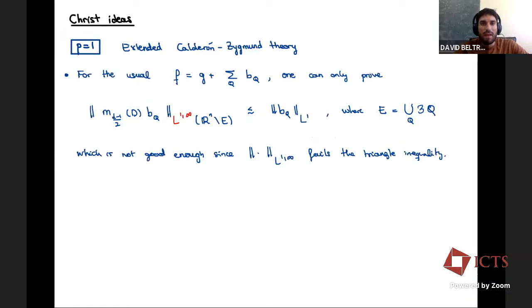So the ideas of Christ, well, he brought in an extension of the Calderón-Zygmund theory. So he brought fundamental new ideas by studying Bochner-Riesz at the critical index for P equal 1. And the issue with Bochner-Riesz is that it's a rougher kernel, and it doesn't satisfy the usual L1 to L1 estimate away from the exceptional set on the bad functions. It only satisfies a weak type estimate, and weak types are not good for the triangle inequality. So one needs to improve the method of Calderón-Zygmund.